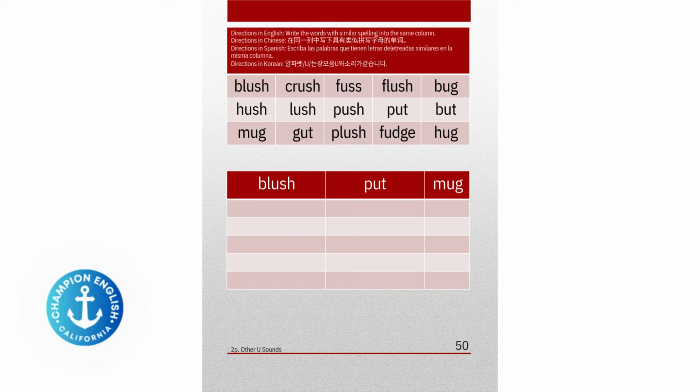So let's go to the next page and let's check our work and let's see how did you do. Ready and let's go. Okay, students, here we are looking at the answers to our last question, which is what words rhyme with blush? You should have written crush, flush, and plush. What words rhyme with put? You should have written butt and gut.